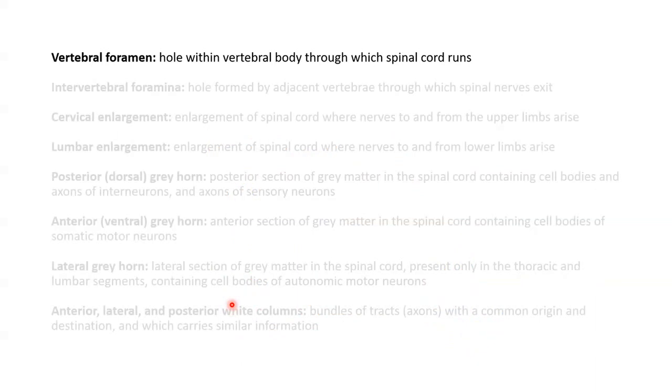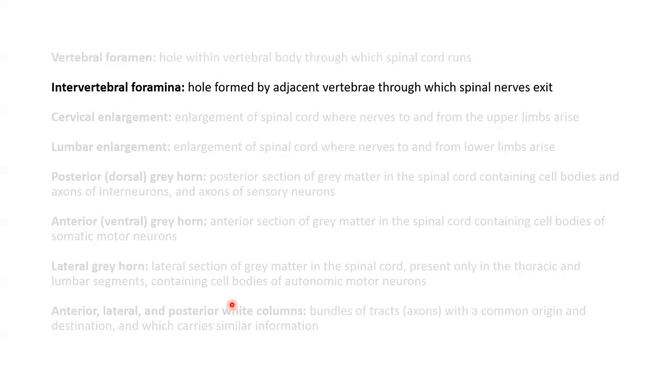So once more, a bit of a summary of some of those new terms for you. I know there are quite a lot of them. I don't require you to know these definitions off by heart. This is simply a slide that you can refer back to when you're looking at that image of the spinal cord anatomy. So we have the vertebral foramen, which is the hole within the vertebra through which the spinal cord runs. The intervertebral foramina, which are the holes formed by the adjacent vertebrae through which the spinal nerves exit.